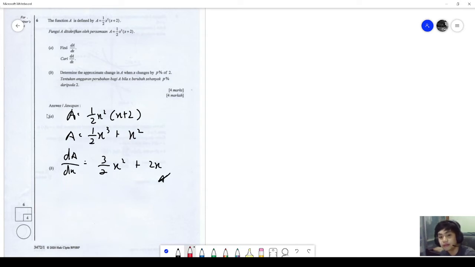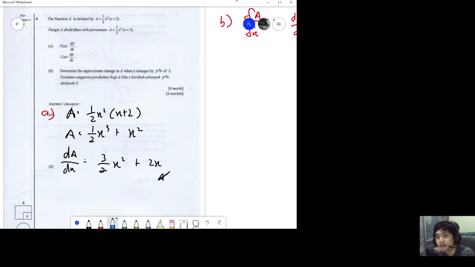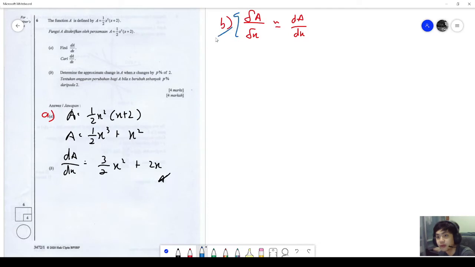So question B: determine the approximate change in A when x changes by p percent of 2. So we are doing an approximate change. The approximate change formula means delta A over delta x is approximately equal to dA/dx in this case. Delta A and delta x represent what we call a small change. dA/dx is the original value here. So by applying the small change to the original value, we will see the changed value in the end of the day.